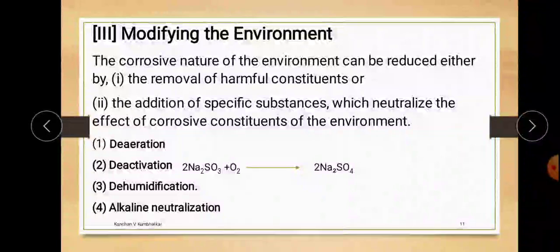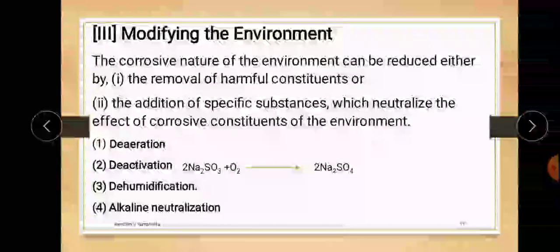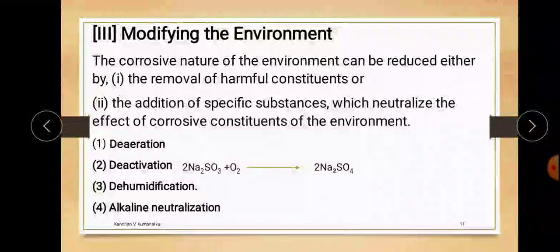In oxygen concentration type of corrosion, exclusion of oxygen from the aqueous environment reduces the metal corrosion. Because of the concentration of oxygen, the corrosion happens. In that condition, if you remove the oxygen, de-aeration takes place, the oxygen concentration decreases there, and due to this the rate of corrosion is diminished.